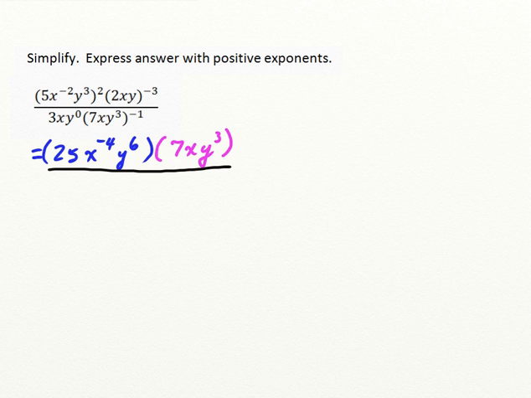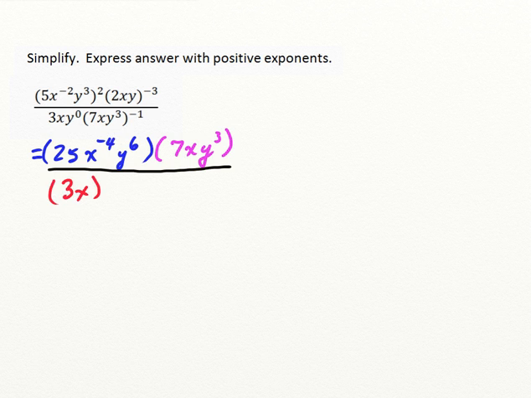Okay, well, let's work with the bottom now. Looking at the first term, 3xy to the exponent 0. Well, anything to the exponent 0 is 1. So when I take the base y and raise it to the exponent 0, essentially that is saying 3 times x times 1, which is just 3x.